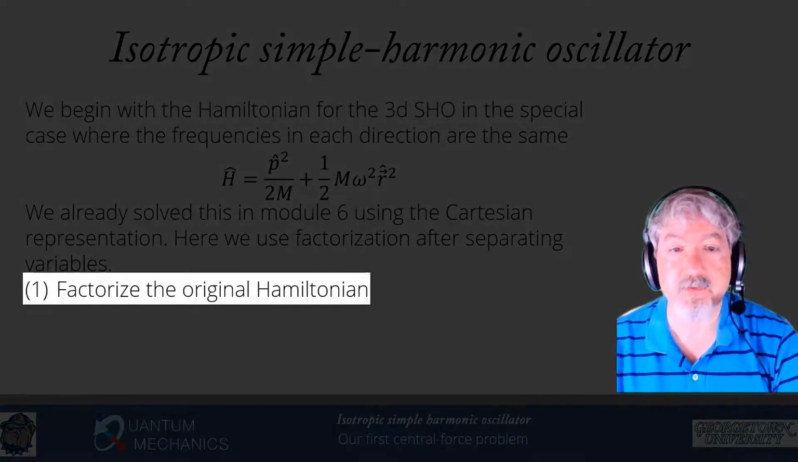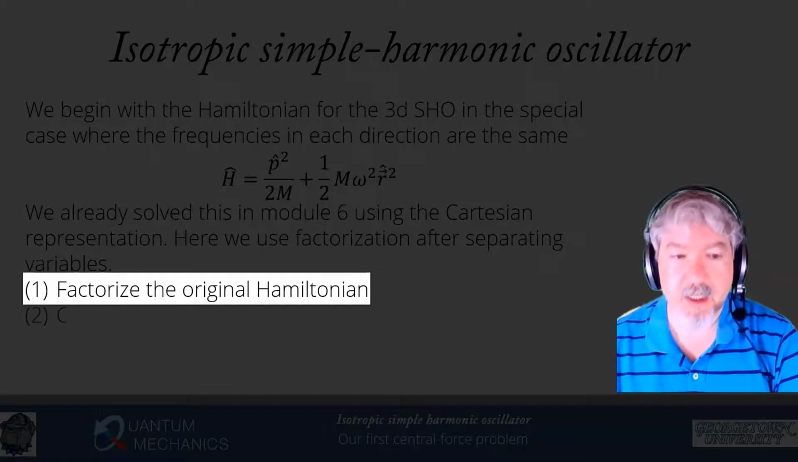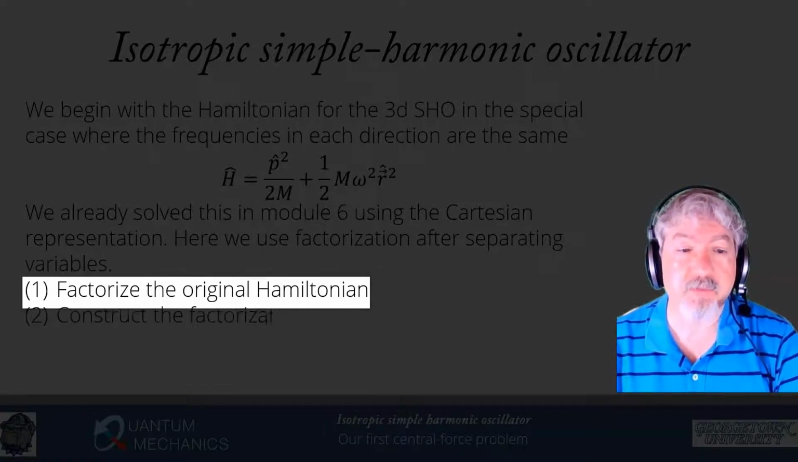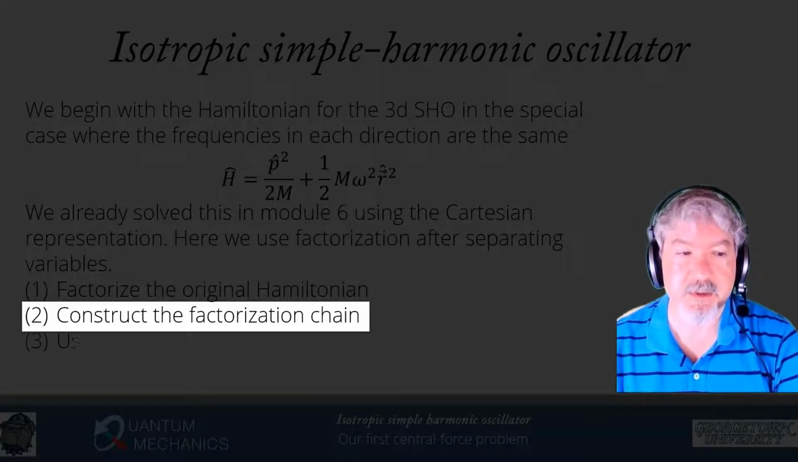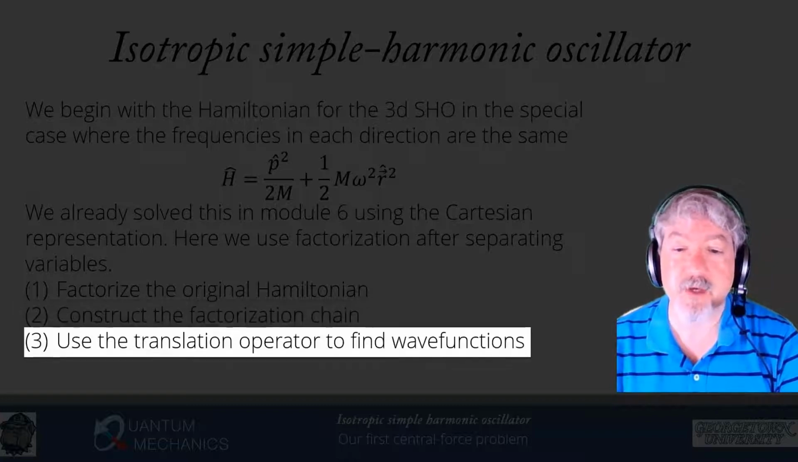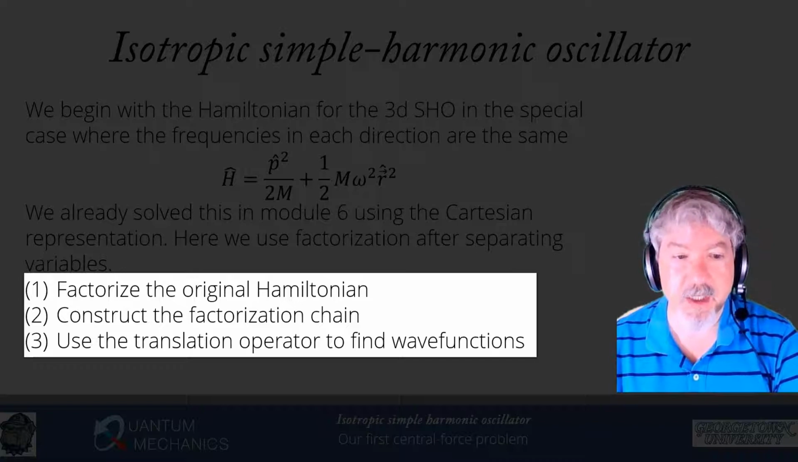We first have to factorize the original Hamiltonian. Then we should construct the factorization chain. You're going to see we handle that a little bit differently in this example. And then we would use the translation operator to find the wave functions. We're going to be talking about the wave functions in the in-class work associated with this lecture. In the lecture, we're just going to be talking about the eigenfunctions.